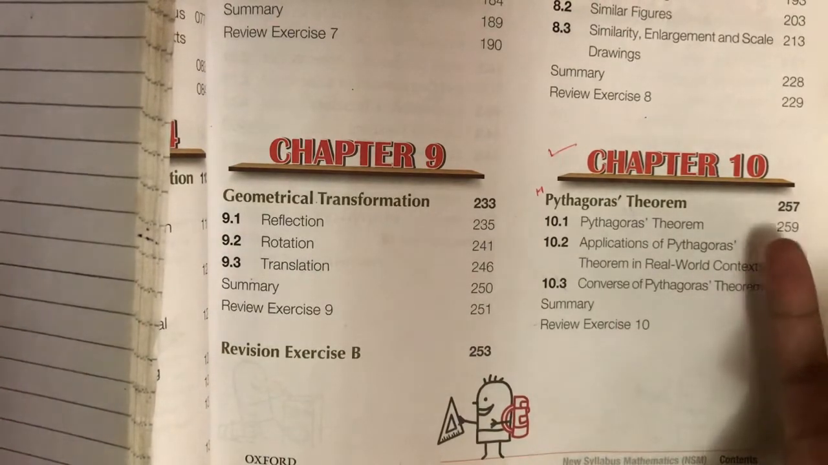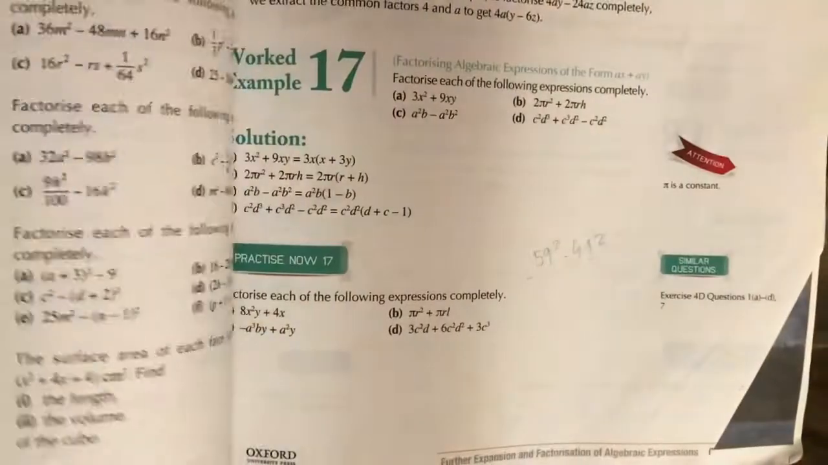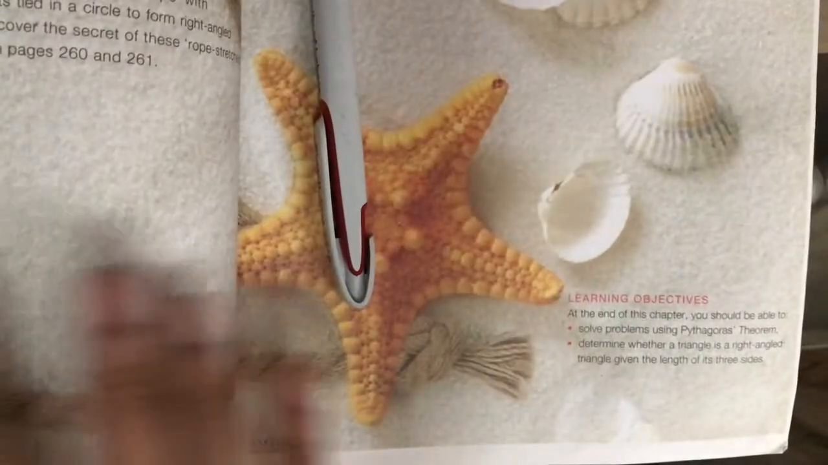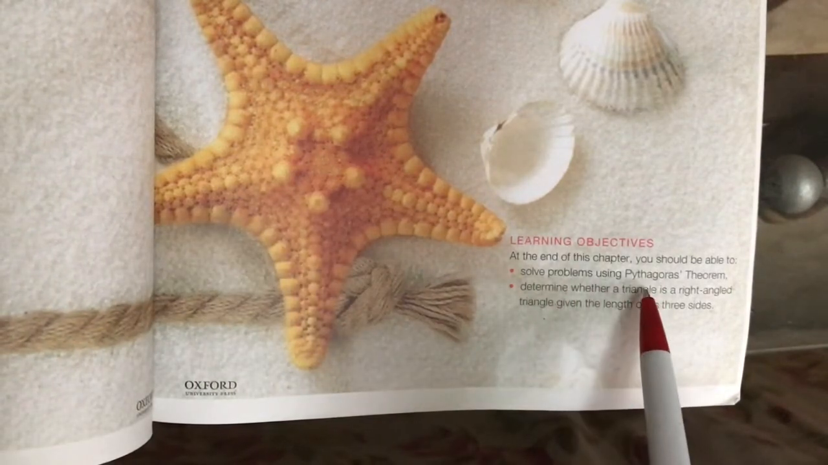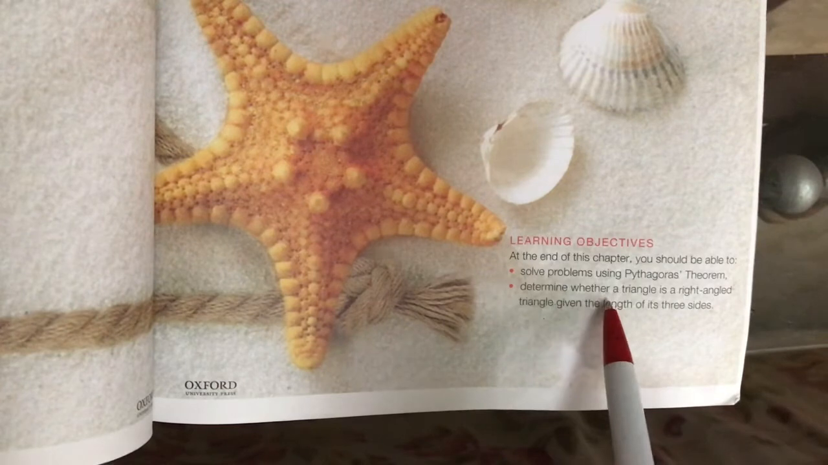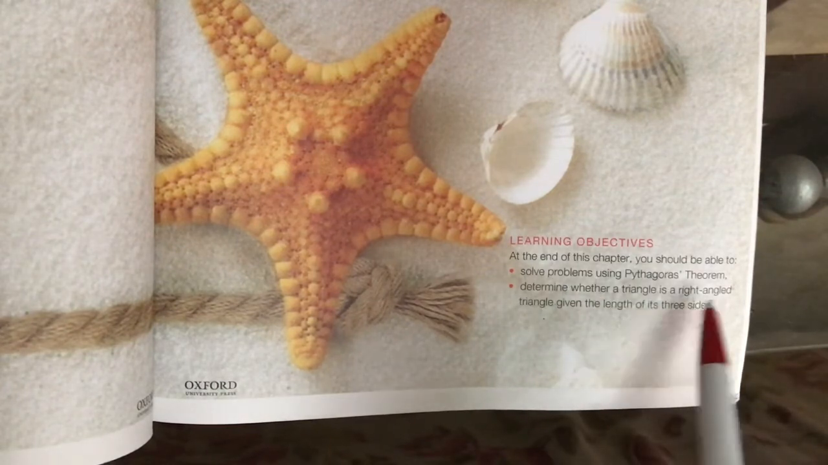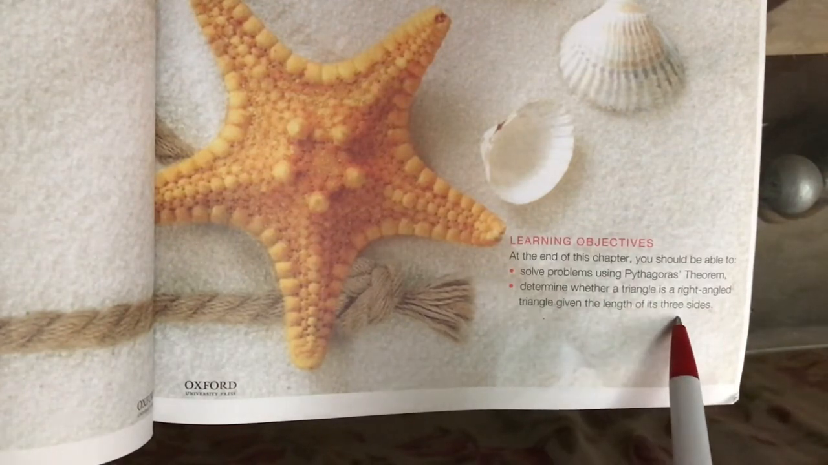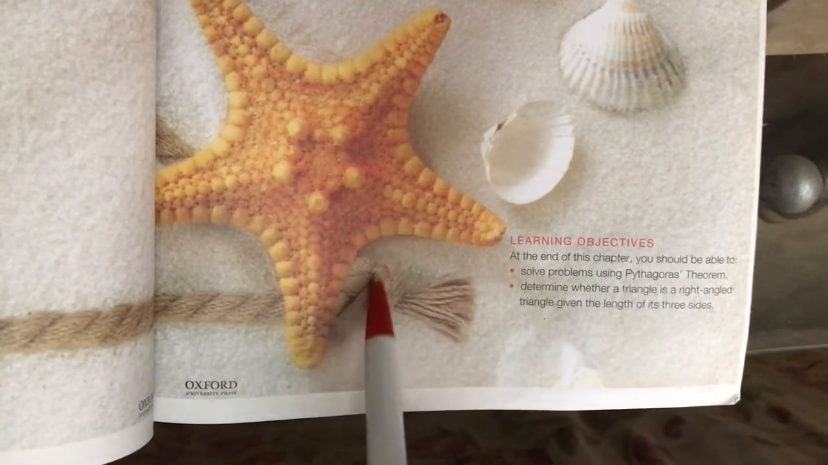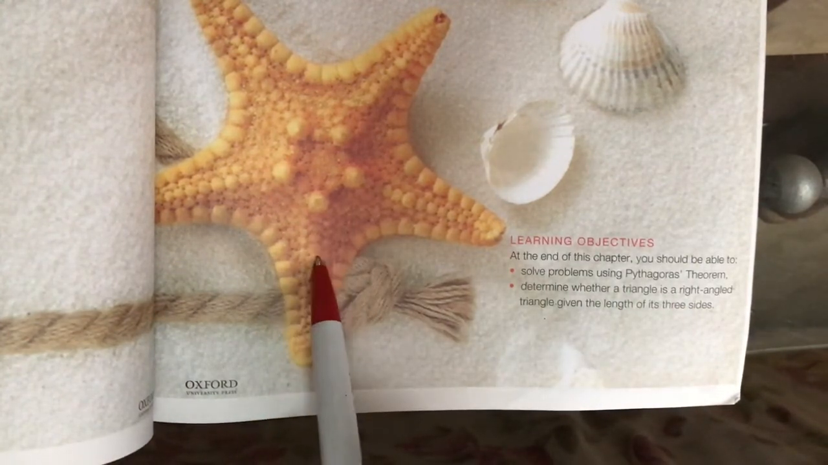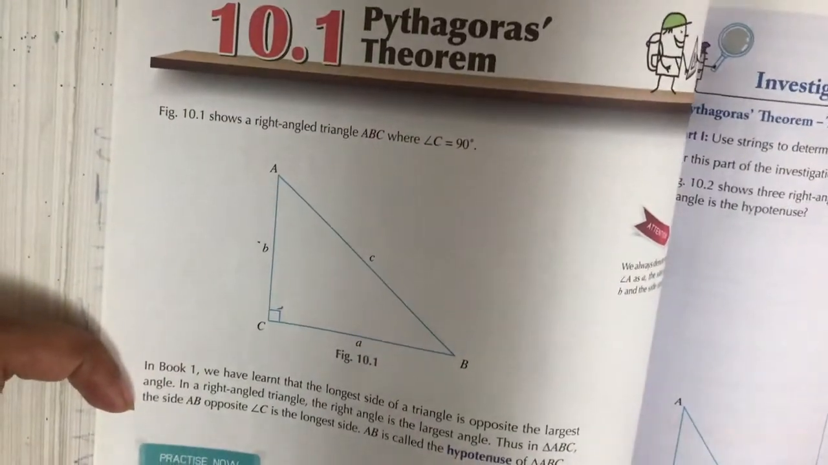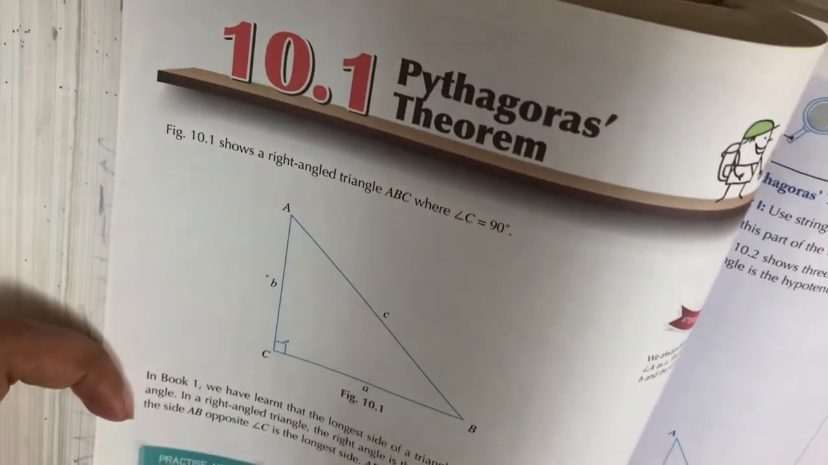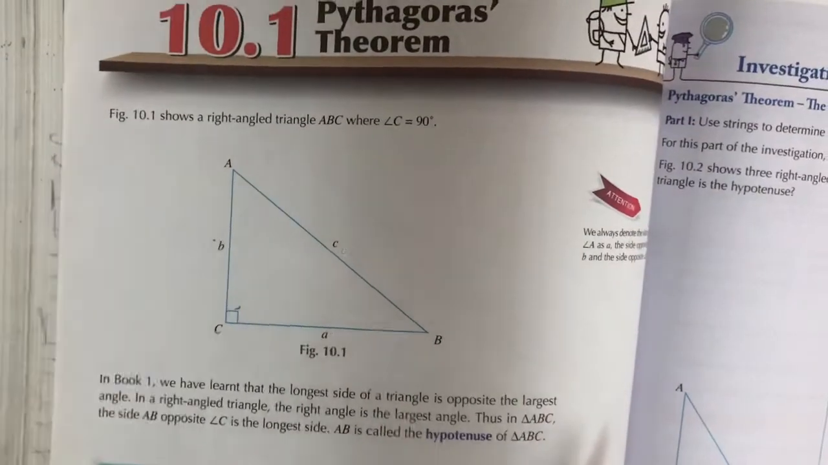Now you come on page 257. This is chapter number 10. The learning objectives of this chapter: solve problems using Pythagoras theorem, and determine whether a triangle is a right angle triangle given the lengths of its three sides. In this chapter we also use right angle triangles, where three sides of the right angle triangle are given. Now you come on next page. The topic is Pythagoras theorem. After this, now you come on next page.